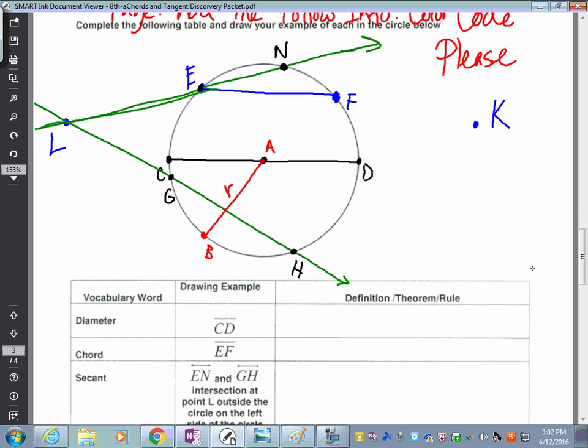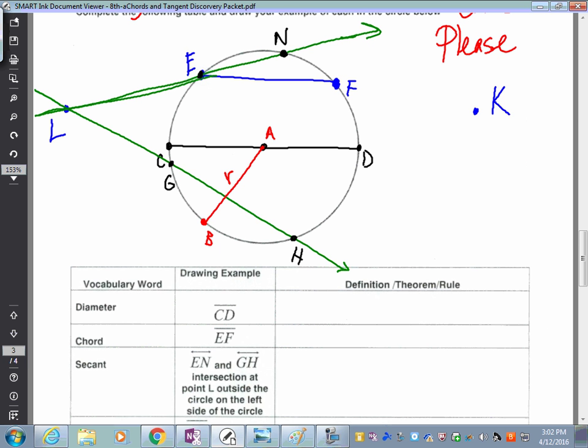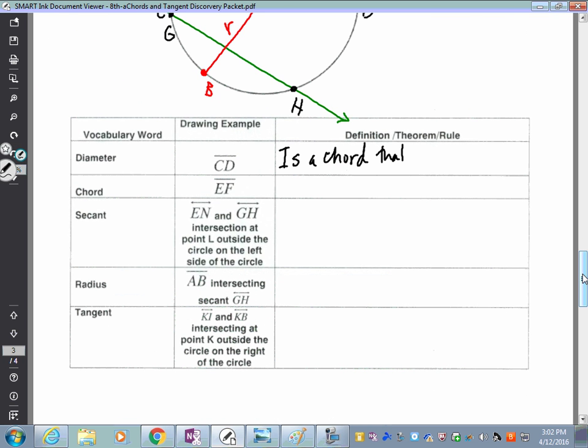So we drew the diameter CD and we drew the chord EF. They are both chords because both of the endpoints are on the circle. But the difference between EF and CD, write this down, is that a diameter is a chord that goes through the center. You can list definitions, theorems, or rules. So basically, what does the diameter do to the circle? Yeah, cuts it in half.